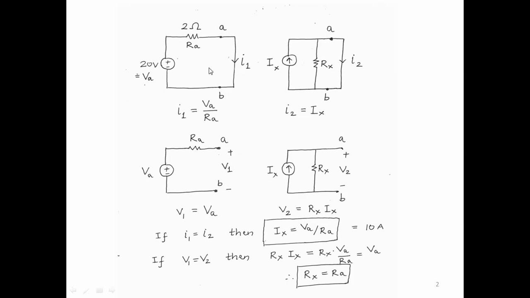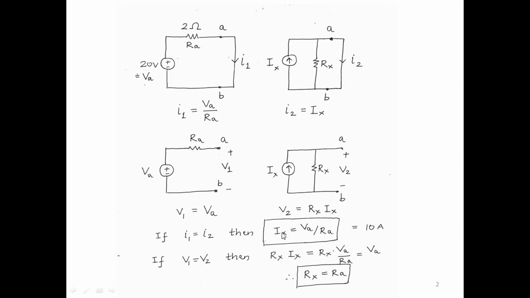Okay, now let us compare this circuit with this circuit and say that suppose I want this I1 to be equal to this I2 and I want this V1 to be equal to this V2. So we say we want I1 equal to I2, and so we'll get Ix equal to VA by RA, which I have written here. And in this circuit, we want V1 equal to V2. V2 is Rx Ix, and Ix is VA by RA. So Rx into VA by RA, and we want this to be equal to V1, which is VA. So VA cancels, and so we get Rx equal to RA.